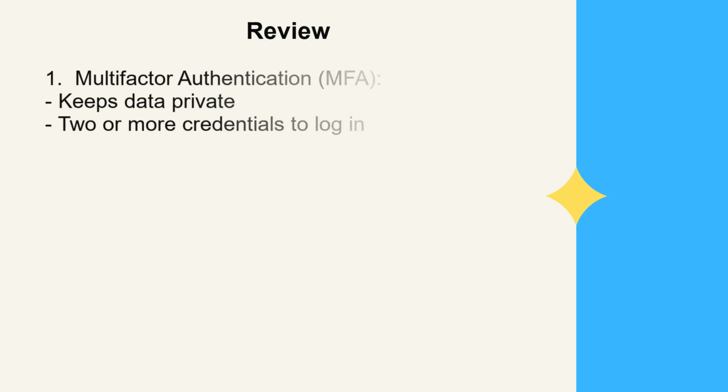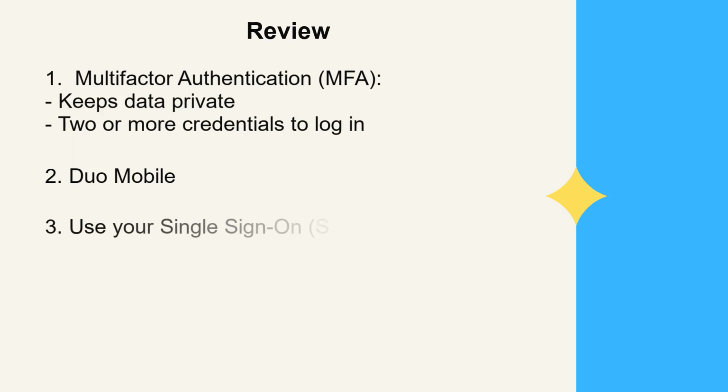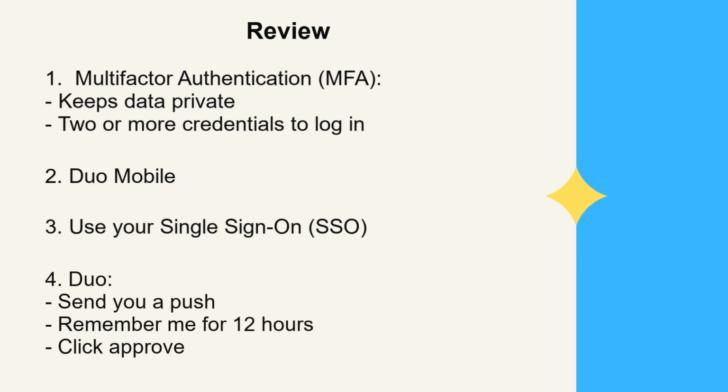Let's review. Multi-factor authentication is used to keep data private and requires users to have 2 or more credentials to log in. At UCOP, we use Duo Mobile as our MFA. Use your single sign-on, SSO, to log on to an app or page. Have Duo send you a push to your cell phone, check Remember Me for 12 hours, and click Approve on your phone.